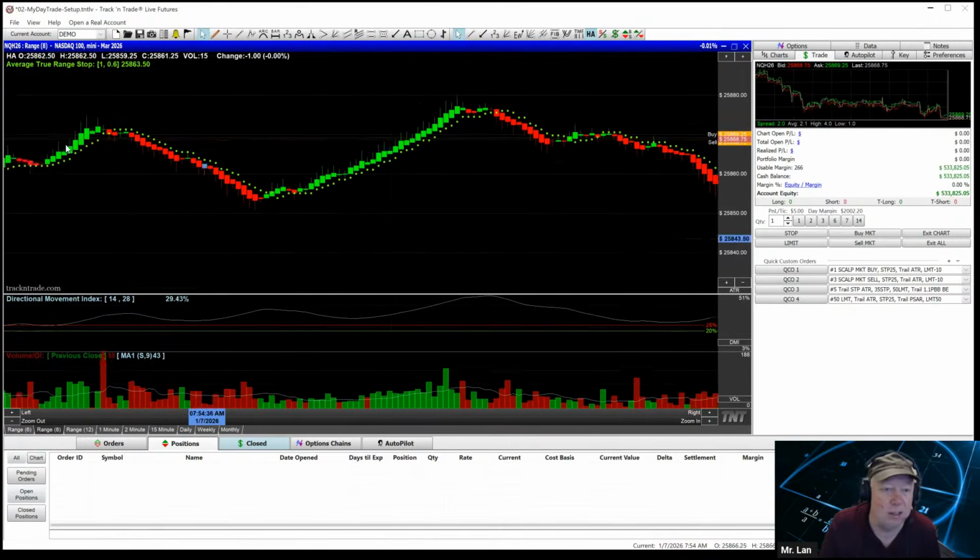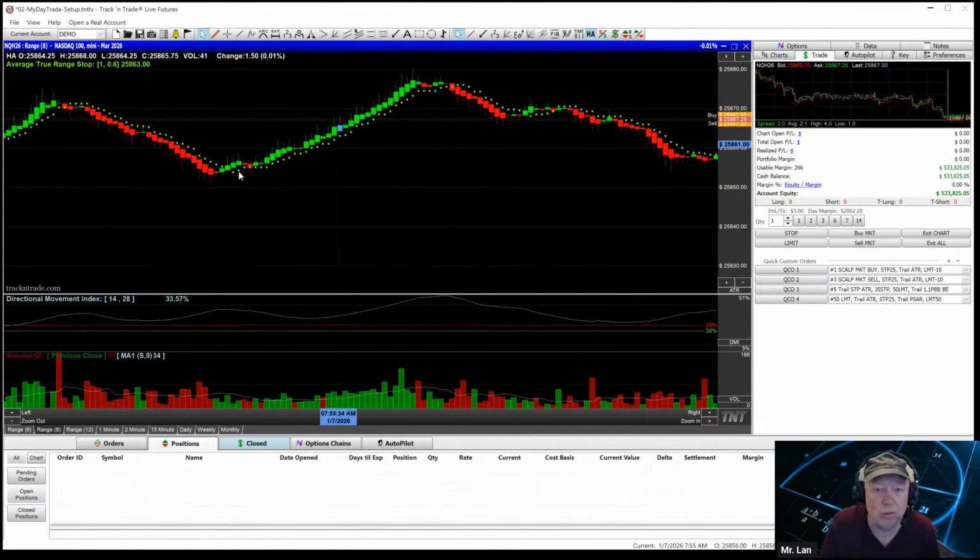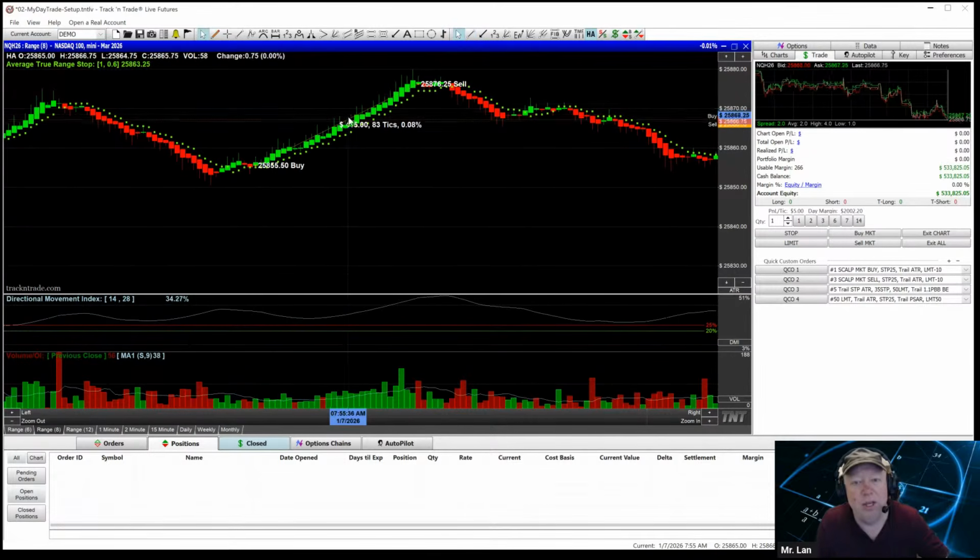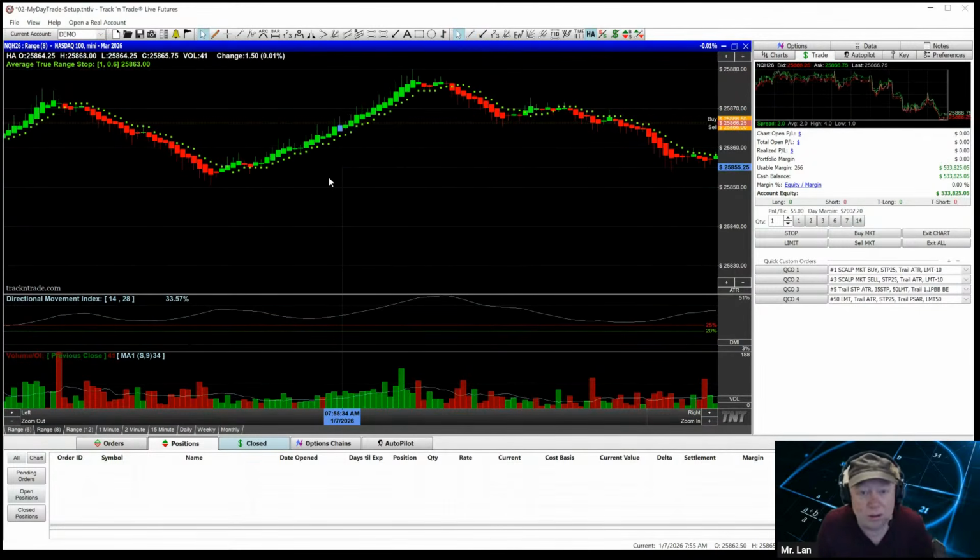Now look at that. See, the market's moving, making a lot of money. Okay, see that? What we're looking for is the market to stay on one side of those green dots. That's a $400 move right there. You catch that, you're rich beyond your wildest dreams.